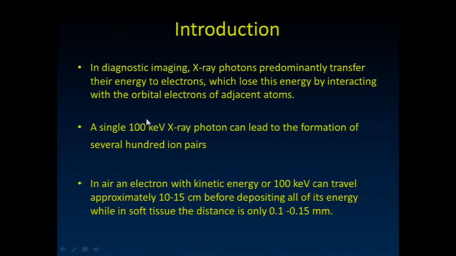About 1/3 of it is going to be scattered back out of the patient, and only a small fraction of it is what we're going to use to actually make the image of the patient. In air, an electron with kinetic energy 100 keV goes 10-15 centimeters before it has interacted enough that it stops. In soft tissue, that distance is only about 1/10 of a millimeter.